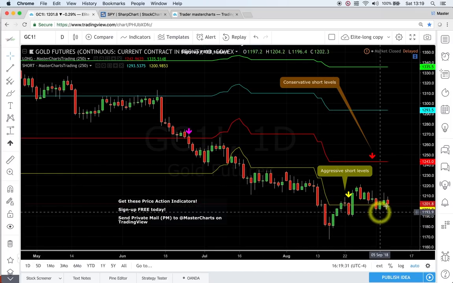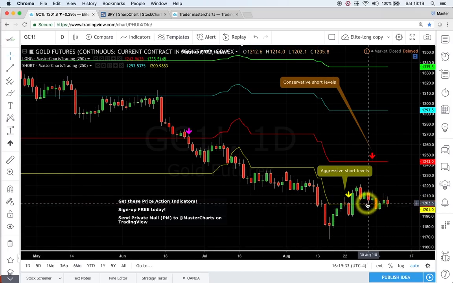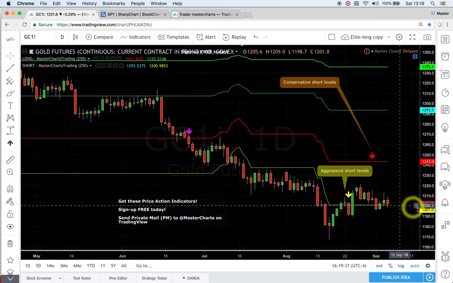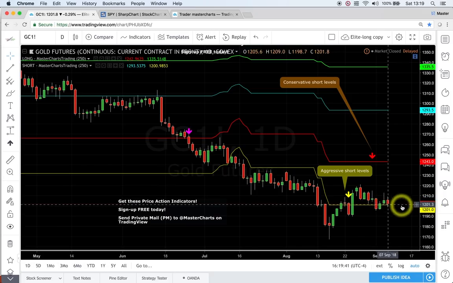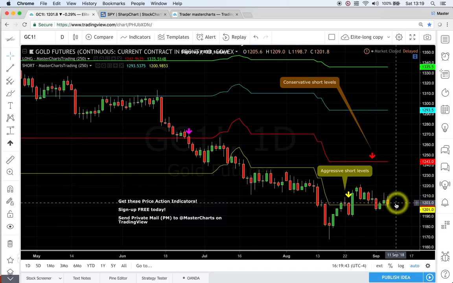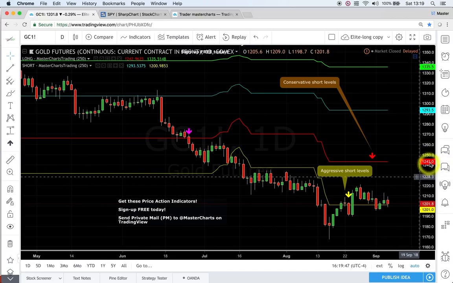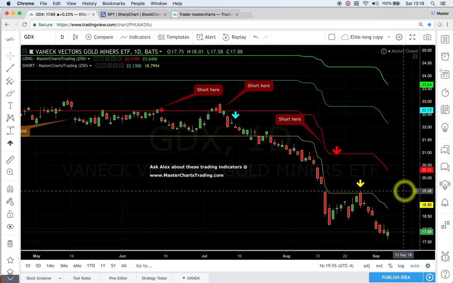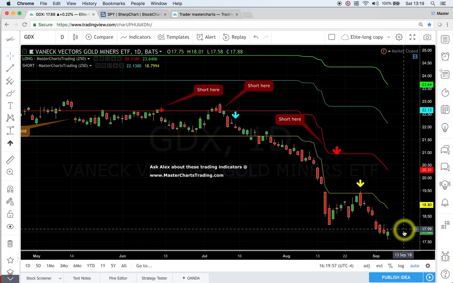So where would I short it? Some people are okay shorting just if it bounces a little bit. So right now basically at 1200 is a good place to short if you're very aggressive, but to me I would be much more interested if it bounces a little bit more to 1243 and we can look for a short entry there. Notice that gold miners just completely unraveled.